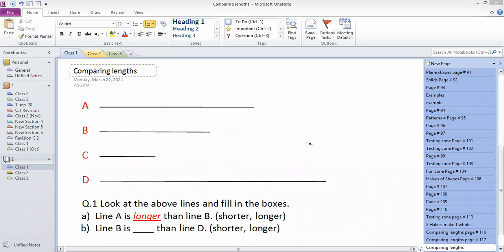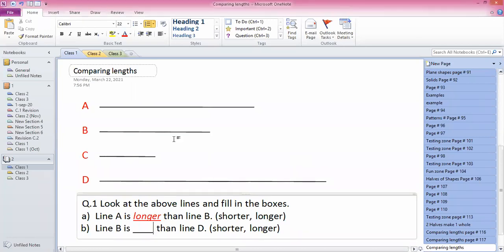Exactly. What is the answer, guys? Shorter. Very good. The answer is shorter because line B is shorter. Look, this is shorter. D is longer. So we will write here shorter. Line B is shorter than line D. This is the answer. Guys, are you writing with me?